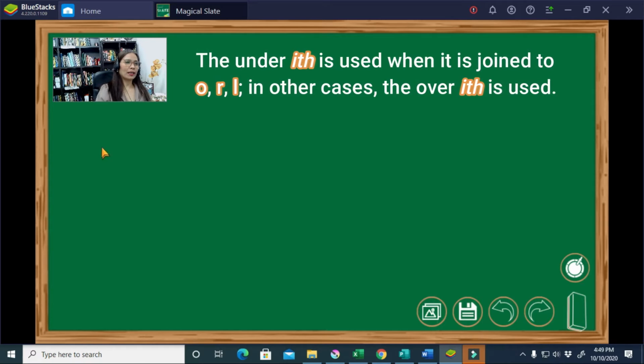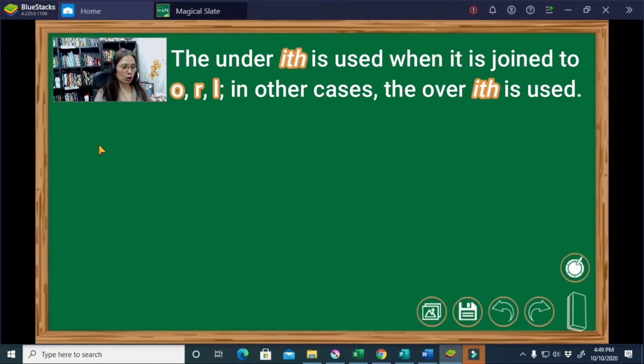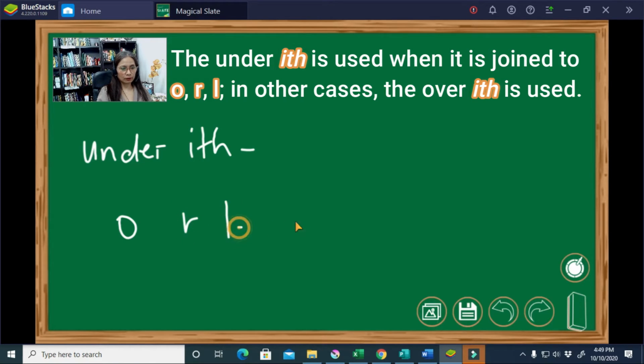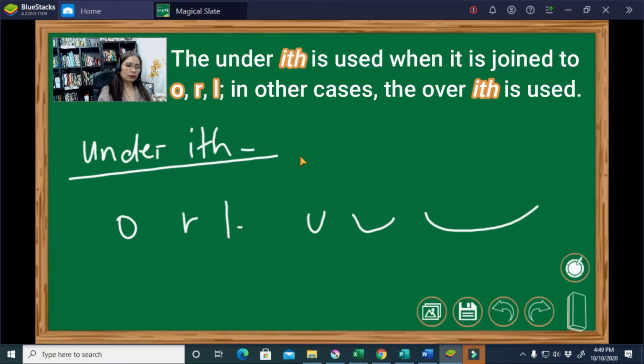Underneath. Okay, we're talking about here underneath. According to the rule, you only have to use underneath. All right, where and when? Where? After what? After O, R, L, or O R L. Make use of under if. The rest of the symbols you have to use over if.